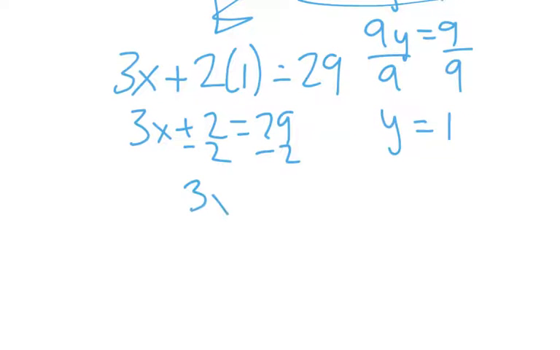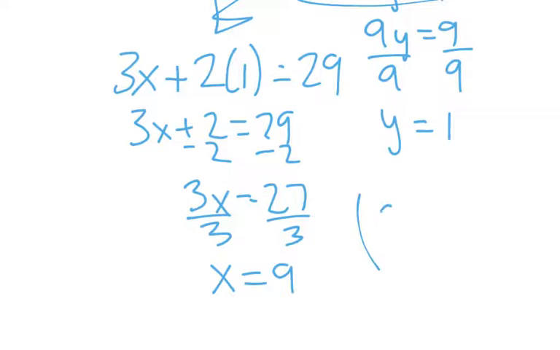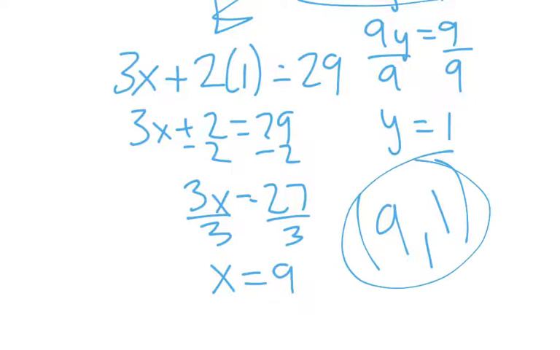That gives us 3x equals 27. Divide by 3 and x equals 9. So what's our point? The point where they intersect is (9, 1). Because remember, the whole point of this is we're finding out where these equations are the same. That's the whole point of using systems.